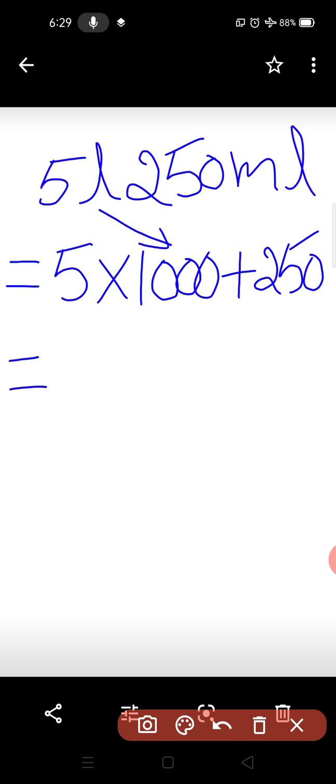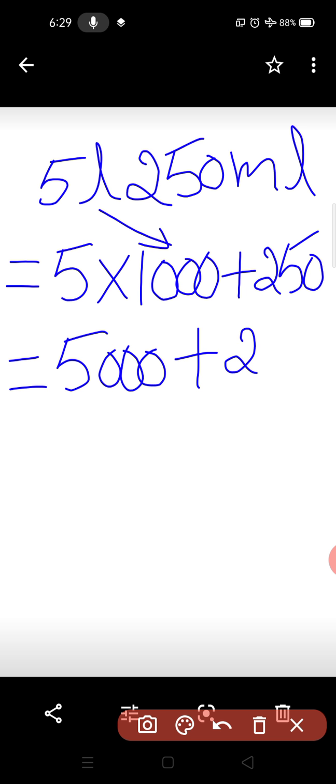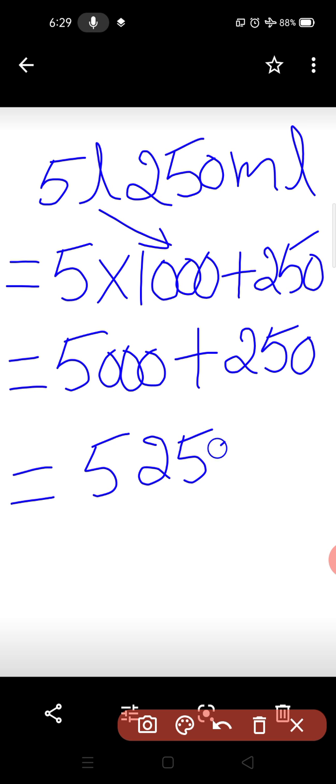Now 5 into 1000 is 5000 plus 250. These both are in milliliters. These both are in same units. Now 5000 plus 250 together is 5250 milliliters. This is a conversion of liters into milliliters.